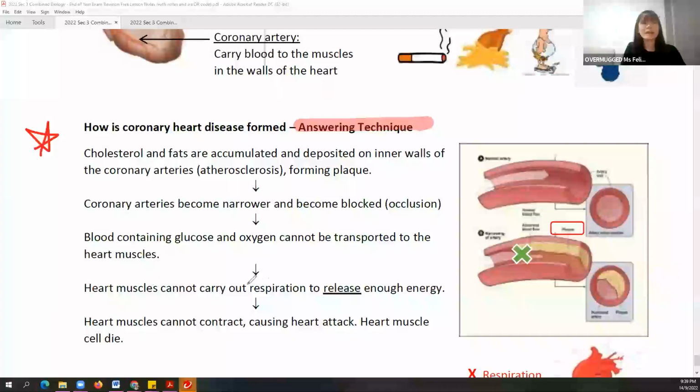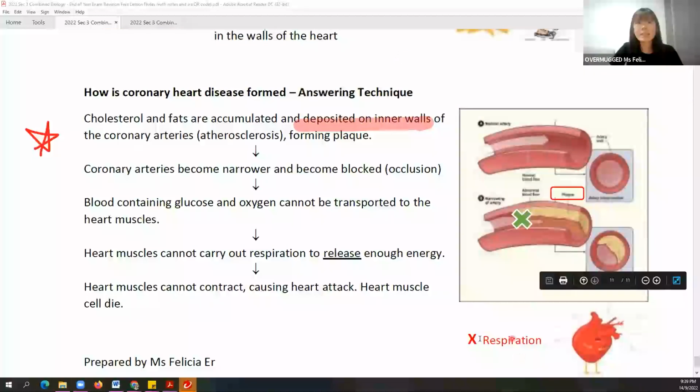Then your heart cannot carry out respiration. That's why I put a respiration sign over here. You cannot have respiration, that's why the heart cannot contract. Then the heart has a heart attack. Done. So you use the picture again to help you to memorize it. Okay, so done. That's all.